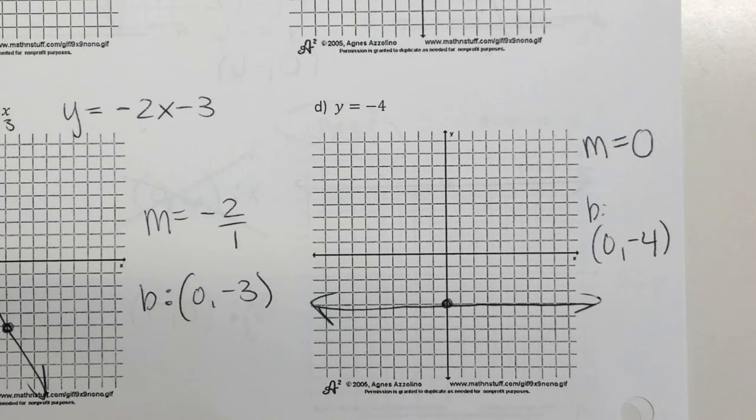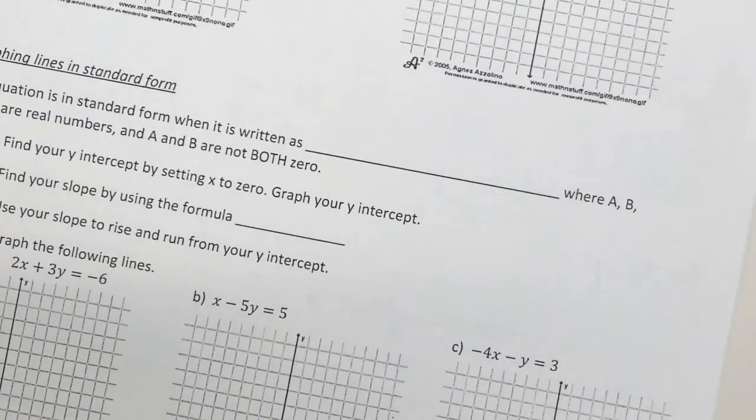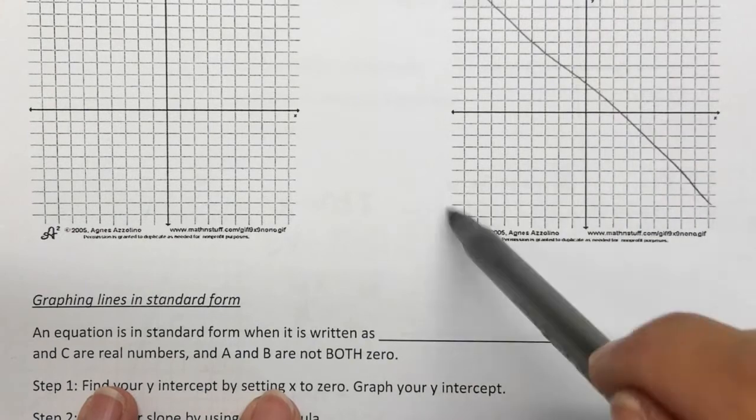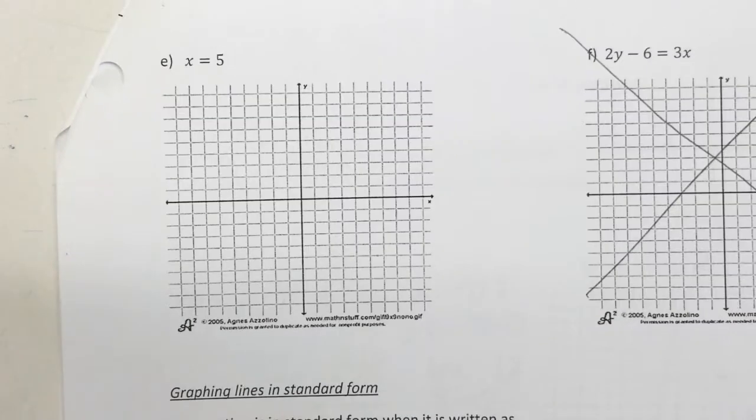Alright, everybody feel good with those? Alright, flip it over. Let's skip F. Go ahead and do E on your own. I want you to tell me the slope and y-intercept. E.